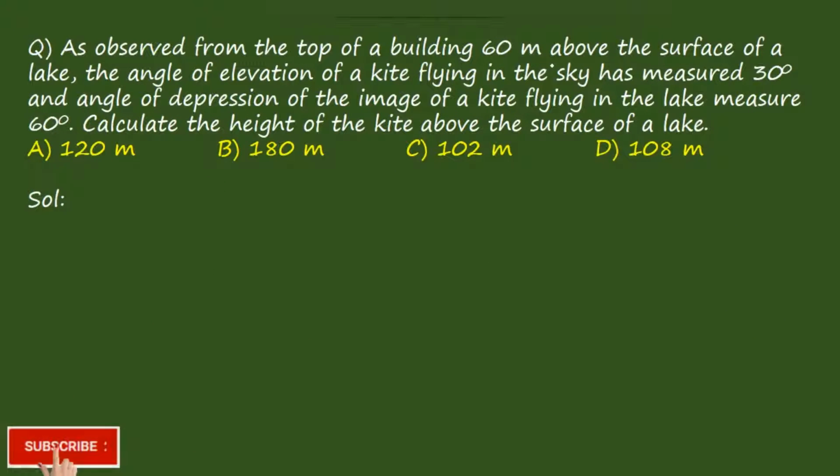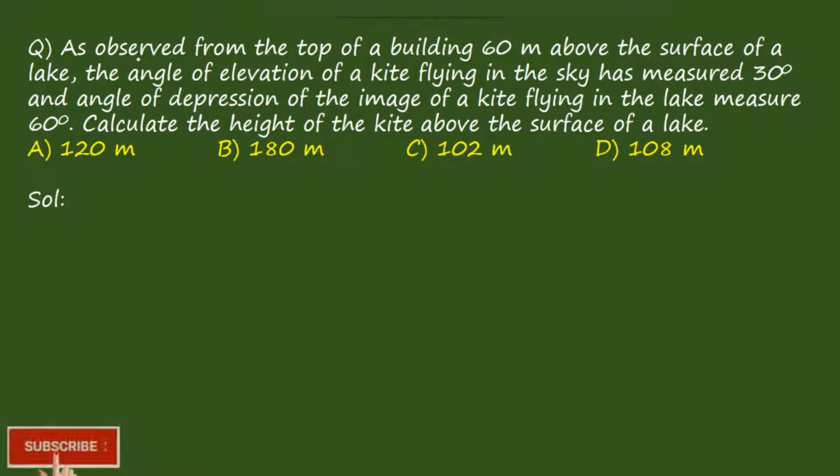An observer from the top of a building 60 meters above the surface of a lake. The angle of elevation of a kite flying in the sky is measured as 30 degrees. The angle of depression of the image of the kite in the lake is measured as 60 degrees. Calculate the height of the kite above the surface of the lake. First we understand the question.